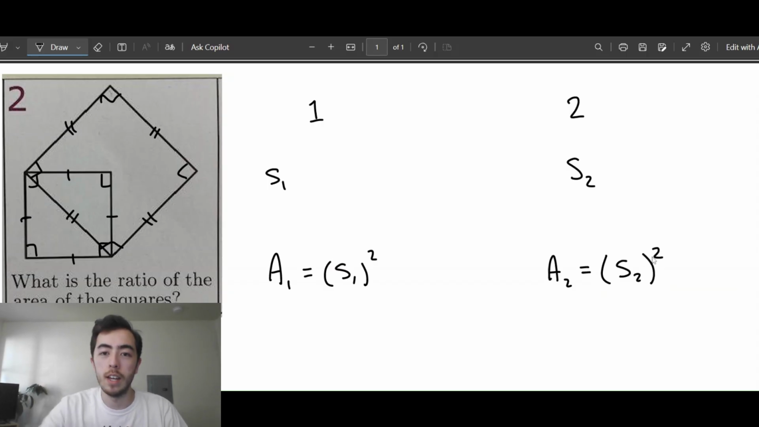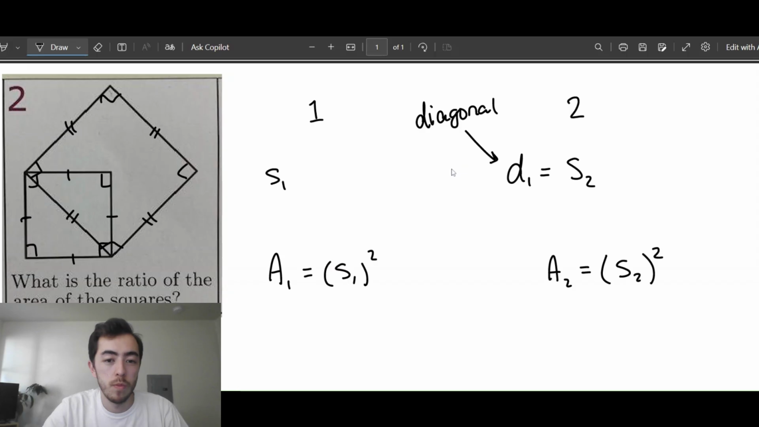And then that kind of interesting relationship is that the diagonal of the first one, so I'll say D1 is the diagonal of the first square, is going to be equal to S2. So I'll say D1 equals S2. And this right here just means the diagonal of the first square.